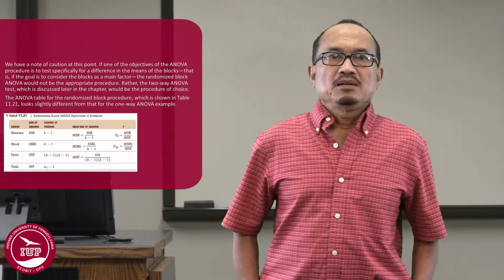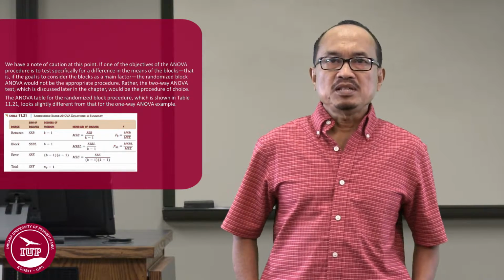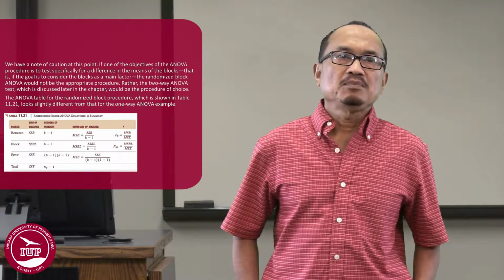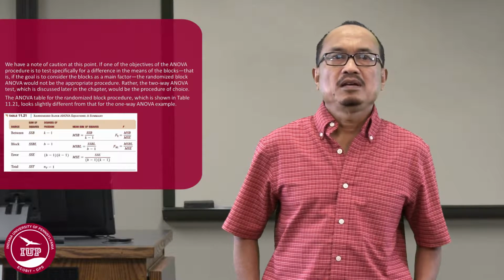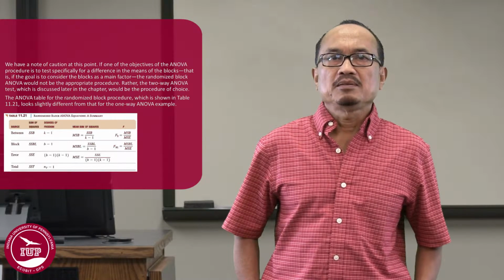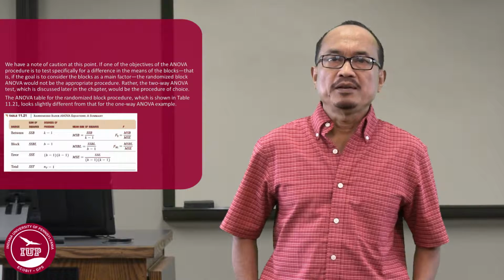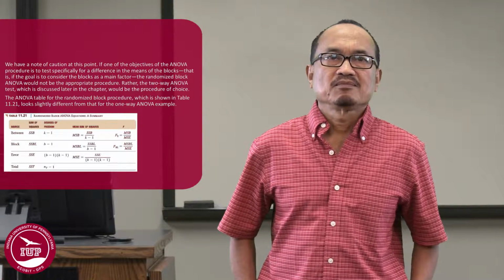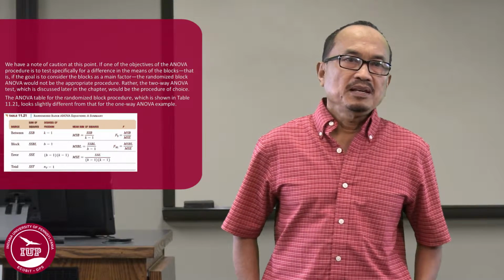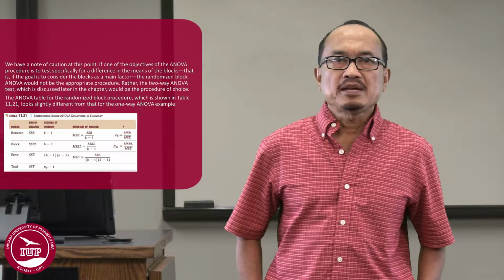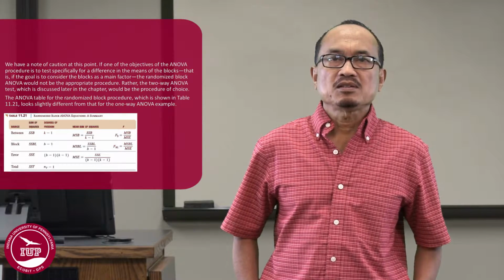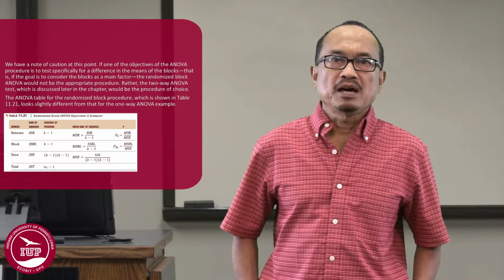The ANOVA table for the randomized block procedure, which is shown in Table 11.21, looks slightly different from that for the one-way ANOVA example. Table 11.22 summarizes the result of the sales call randomized block ANOVA.